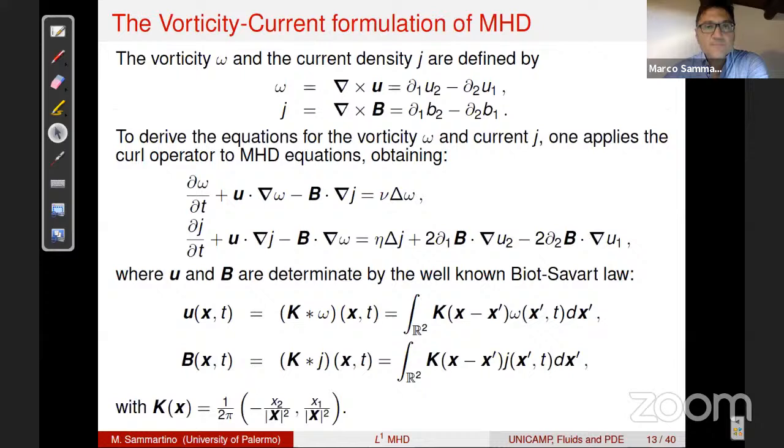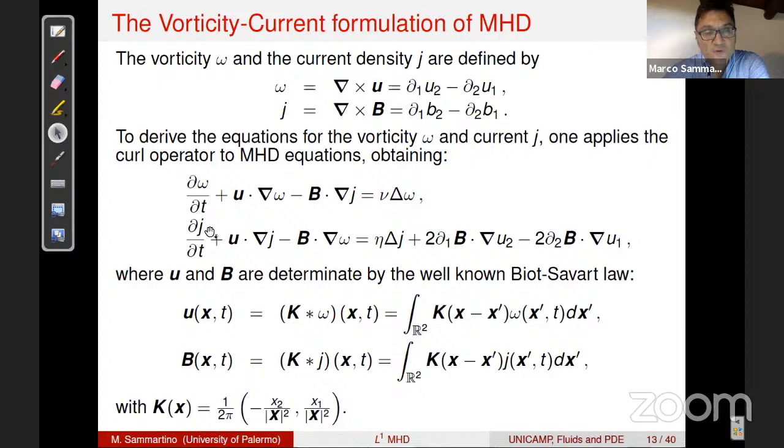Okay. So first we introduce the vorticity and the current, defined as the curl of the velocity and the curl of the magnetic field. Then applying the curl operator to the MHD equations, one obtains these MHD equations in the vorticity current formulation. So clearly the first equation is very familiar. We are in 2D, so you have the usual u dot grad omega. Now, given the effect of the magnetic field, it appears this b dot grad the current. And then there is this dissipation term.